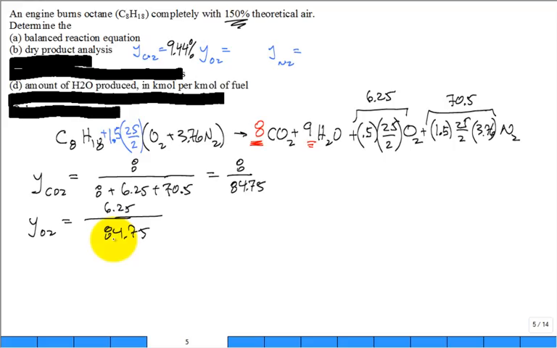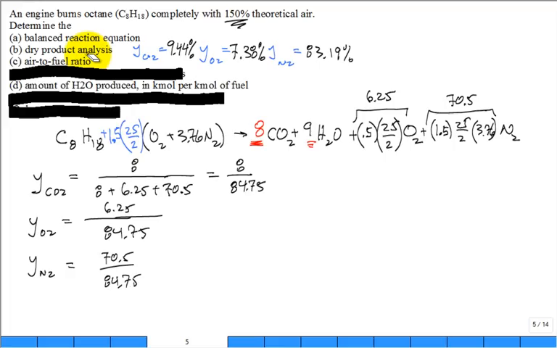And that comes right in for the oxygen at around 7.38%. And then the mole fraction of the nitrogen would be the 70.5 divided by 84.75. And it comes right in at 83.19%. How would I check them? I would add all those 3 up and see if they give me 100%. They should be close. Does that look good?